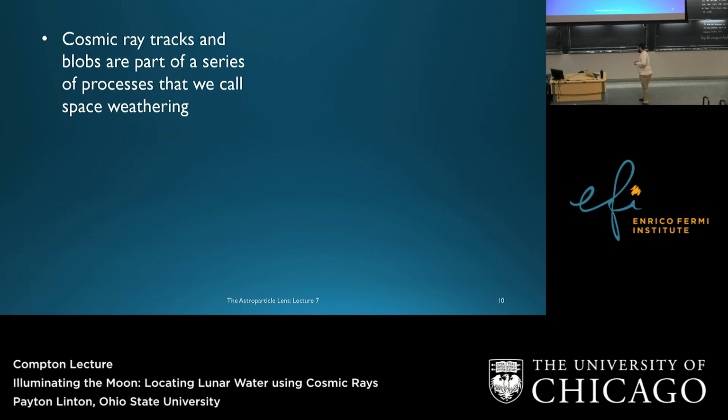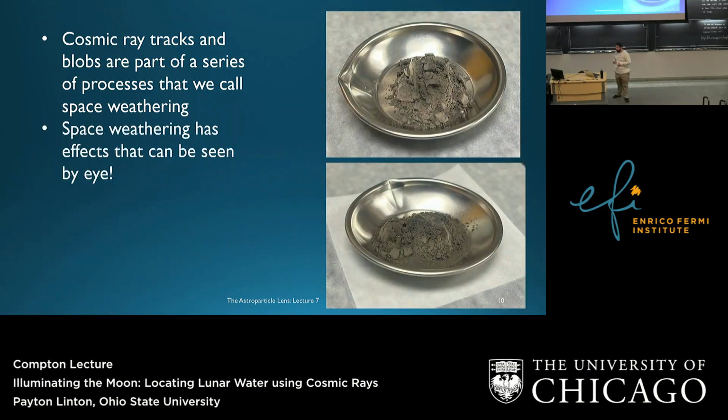And these tracks and blobs are part of a series of processes that we call space weathering, which all work together to evolve the moon over time. And this has physical effects that we can even see by eye. So these pictures are actually 2 images of Apollo samples that I've gotten to work with as part of my thesis work. And what you'll notice is that the sample on the bottom, ever so slightly, appears as a darker color than the top one.